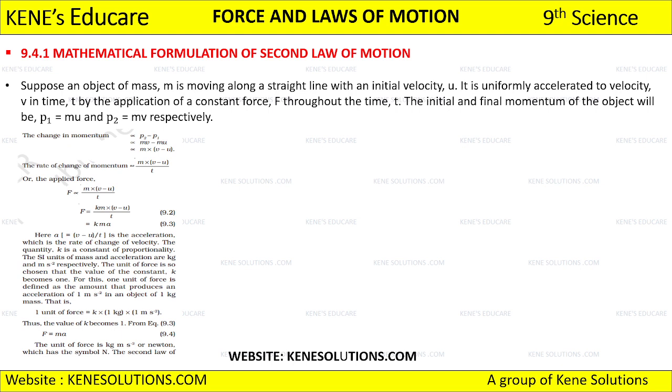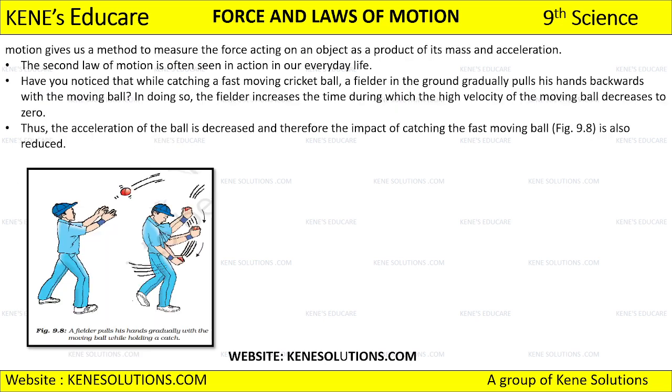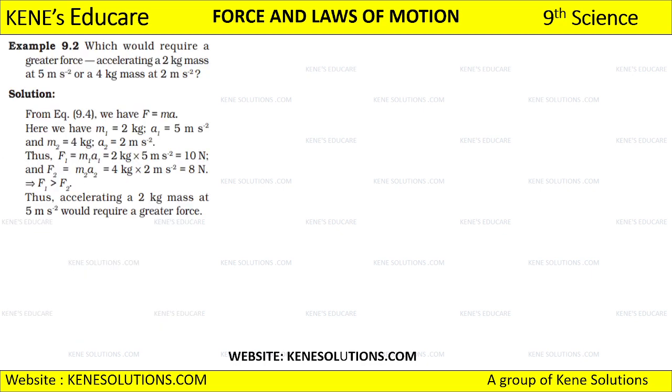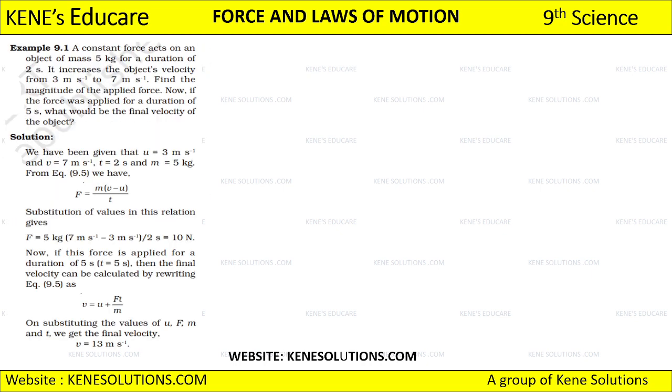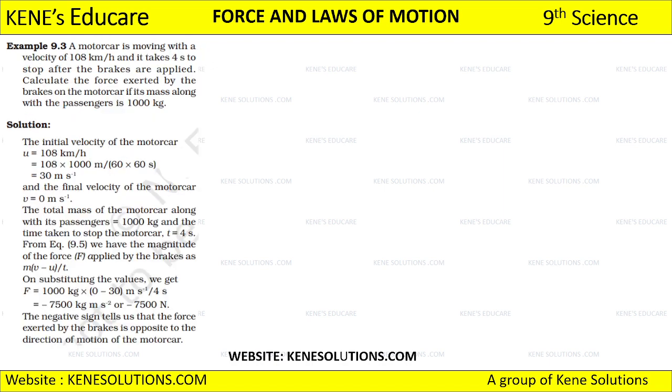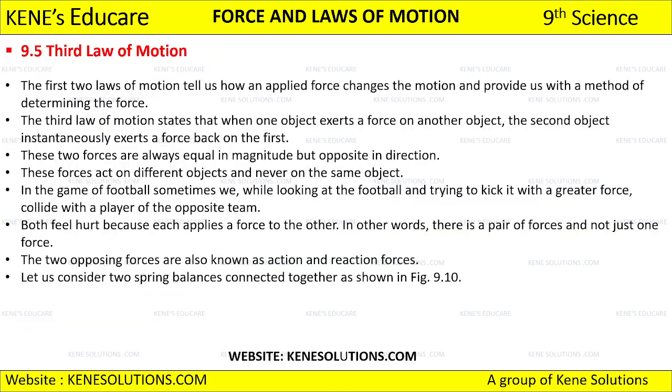Then after that we will discuss the second law of motion along with examples. Here we have an example where we'll be discussing how to calculate the final velocity of the object. Then we will be finding out which of the two will require a greater force, so we'll discuss that as well. And then we have 9.3, 9.4, 9.5, and after that we have the next thing to discuss, that is the third law of motion.